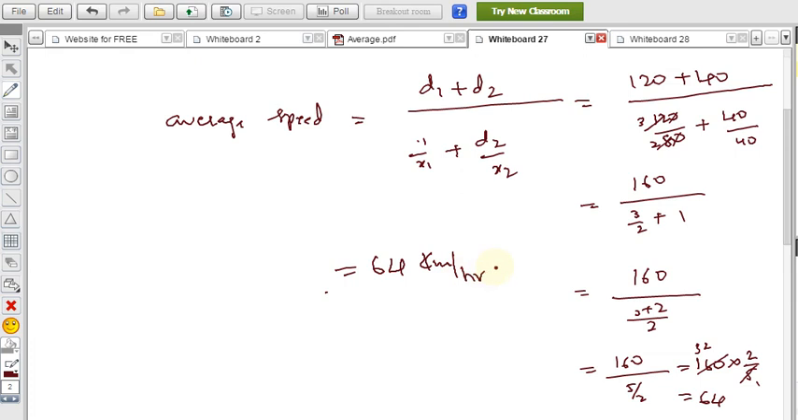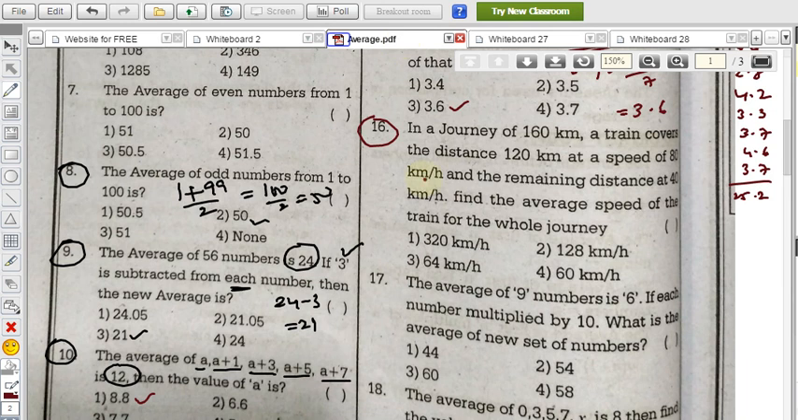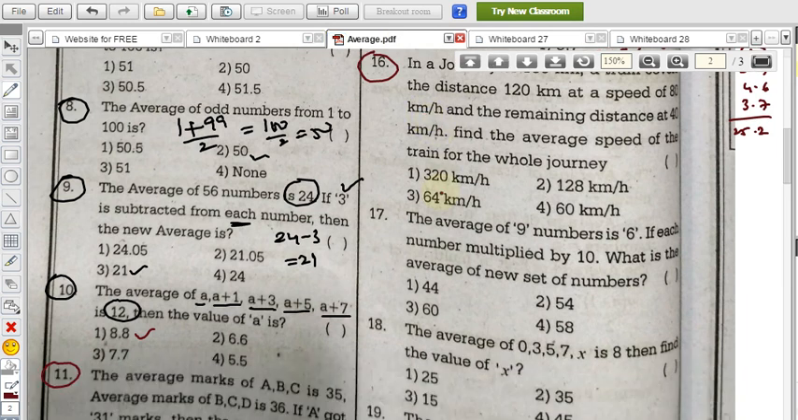For example, same distance and different speeds, I said you the 2ab by a plus b formula, so that you can see that the same distance. The answer is 64 kilometer per hour.